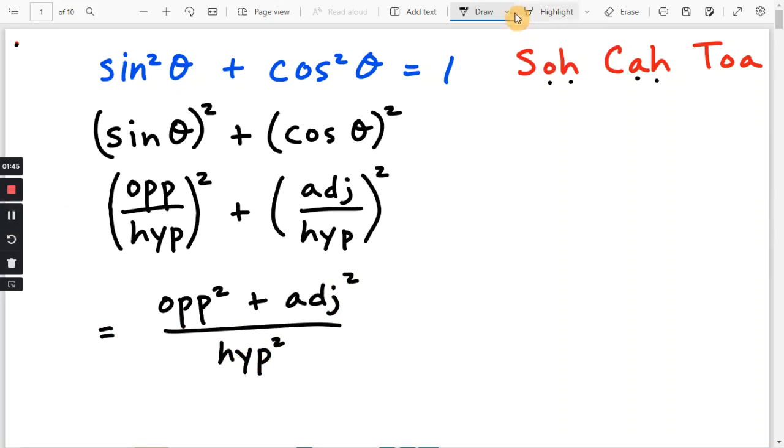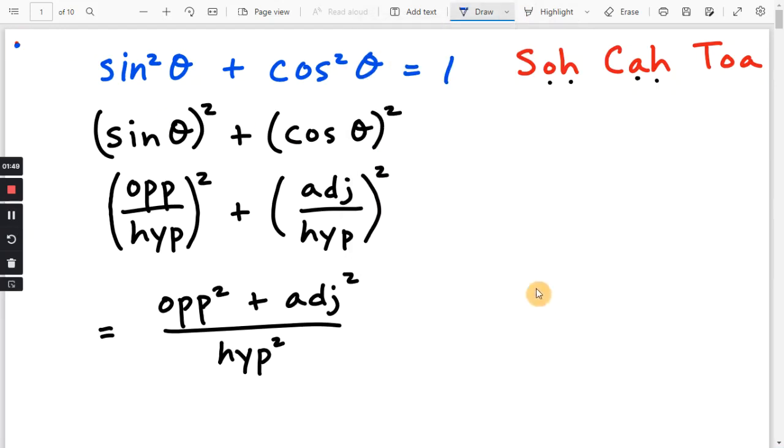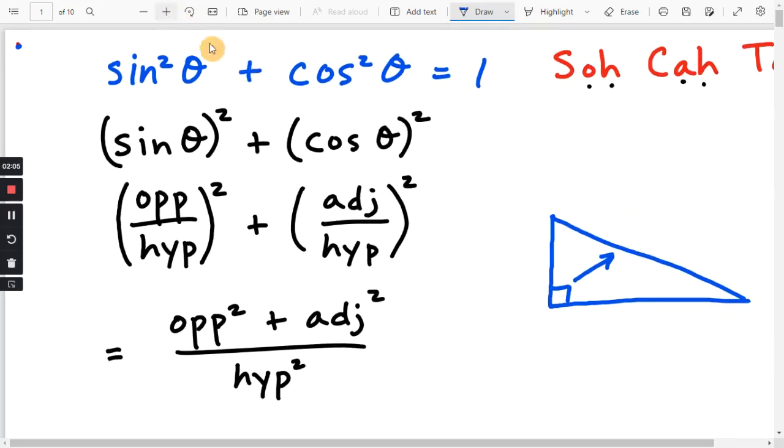And now for this part, I'm going to plug in some letters or variables. Okay, I'm going to construct a right triangle. And here's the right angle. Across from the right angle is always the hypotenuse. Okay, so that's going to be C. The other two sides are just A and B.